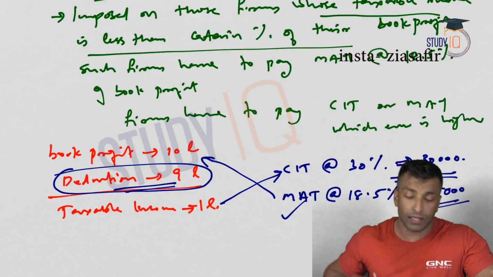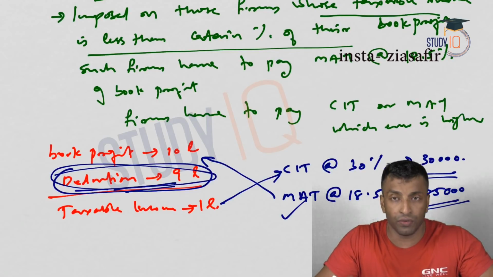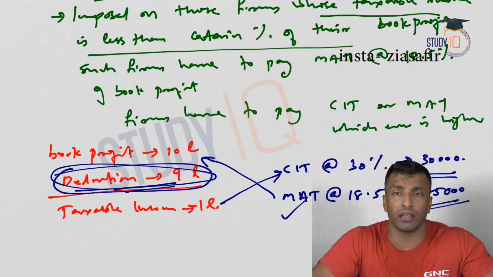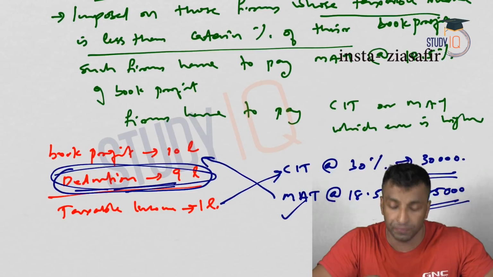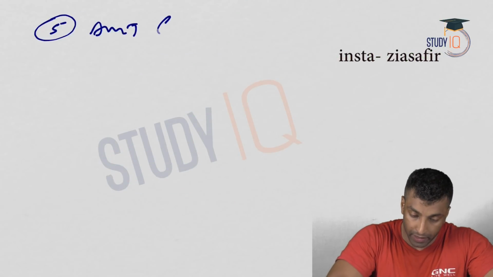So I hope this is clear, just to avoid this manipulation in terms of deductions. Otherwise the companies will reduce the taxable income, so that has to be avoided. So I hope this point is clear for all of you. That is what MAT is. Now next is AMT, alternate minimum tax.